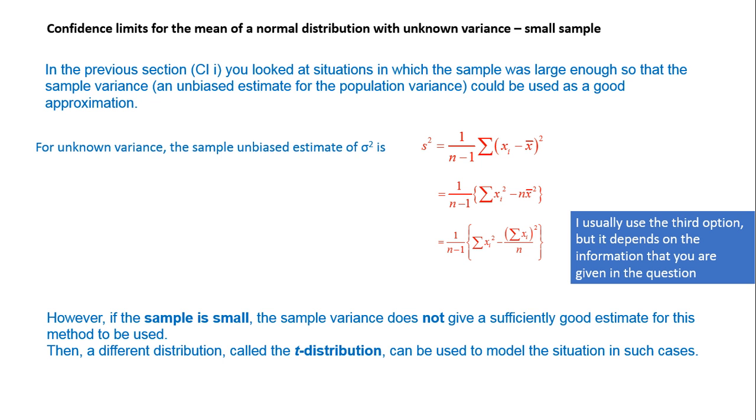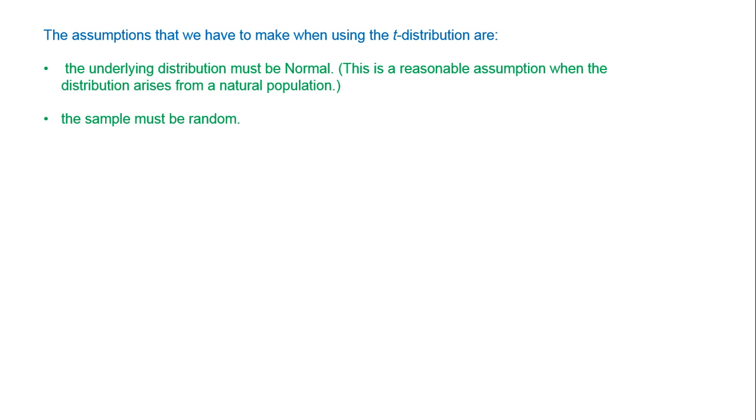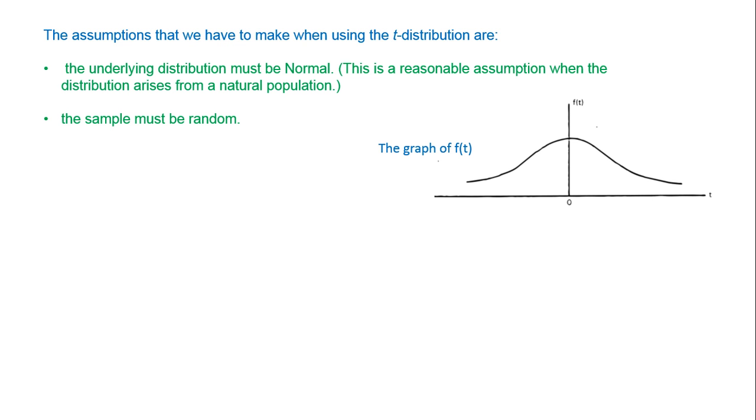However, if the sample is small, the sample variance does not give a sufficiently good estimate for this method to be used. Then a different distribution, the t distribution, can be used to model the situation in such cases. When we are using this t distribution, we need the underlying distribution to be normal, and this is a reasonable assumption when the distribution arises from a natural population, and the sample must be random.